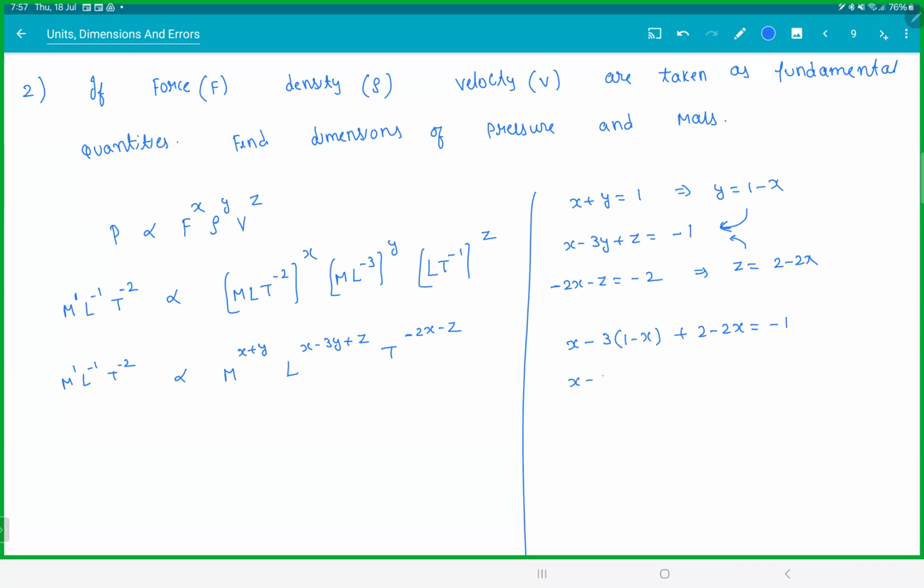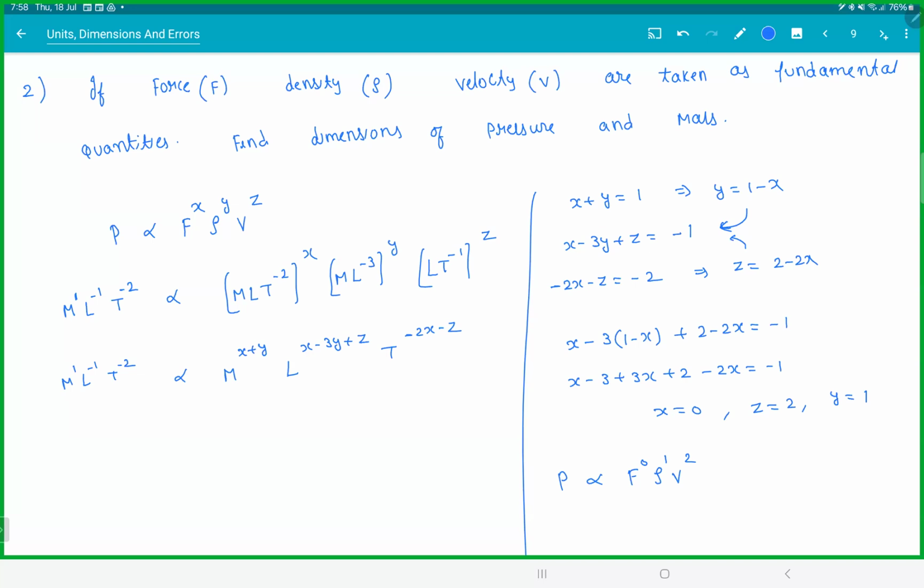This would be x minus 3. You get x is equal to 0. Z is equal to 2 and y is equal to 1. There. So pressure is proportional to F power 0, doesn't depend on this, rho power 1 and V power 2. Easy?